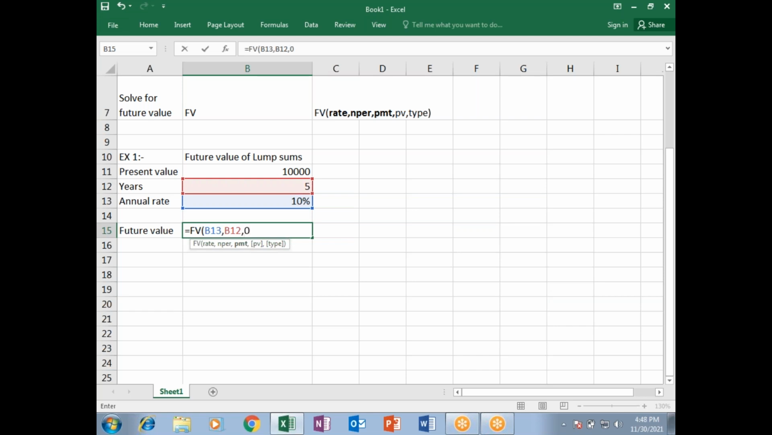Whichever value you don't have to give, that time you should make it 0, comma, then you select the present value. Whenever I select the present value, if I don't give the minus, then it will show me a negative answer. So I need to give minus, then give the present value, close the bracket, enter. So this is the formula which we have used to find out the future value.